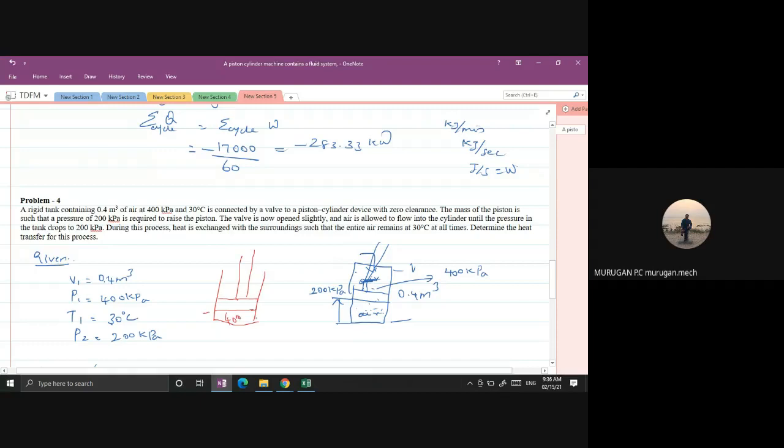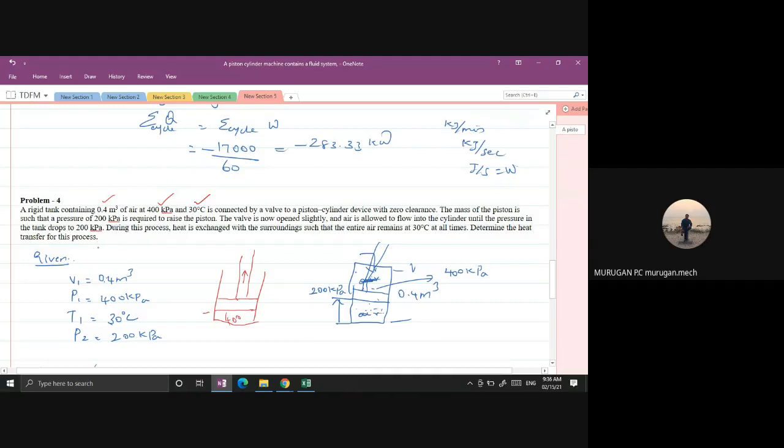Here it is 400 kPa with a volume of 0.4 meter cube. In order to lift the piston, we have to give a pressure of 200 kilopascal to raise this piston so that the volume will expand. In this process we have to find the heat transfer Q. Here they have given the volume V1, pressure P1, temperature T1, and the 200 kilopascal pressure.